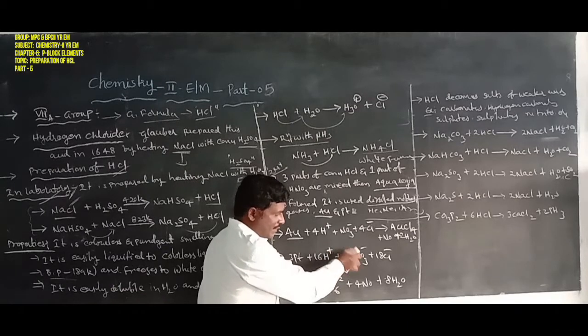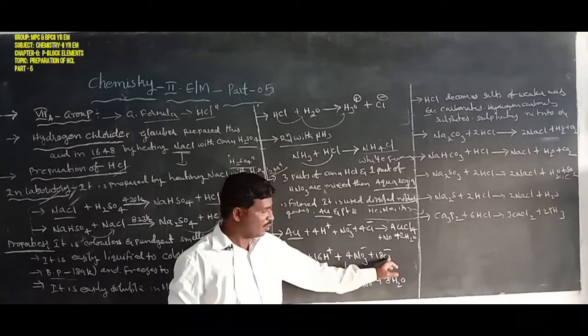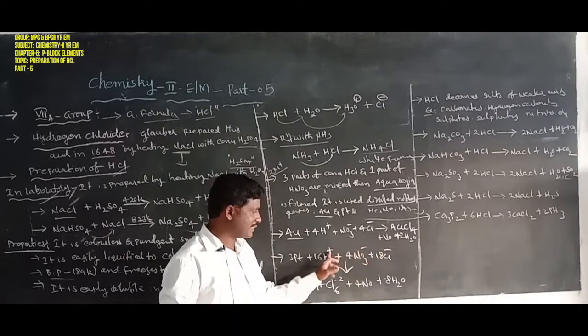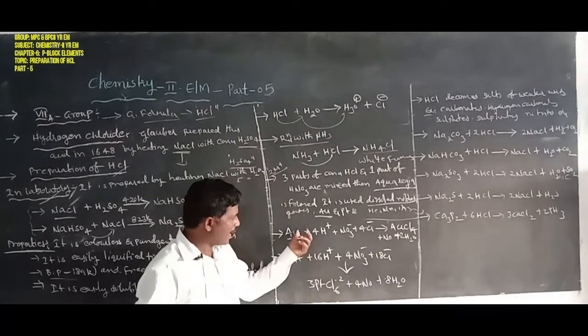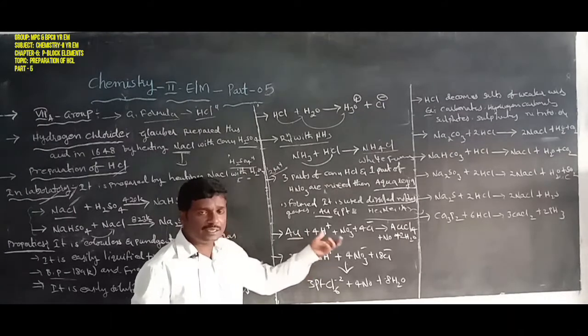Next one, 4 moles of NO3 minus ion and 18 moles of Cl minus ion. That is the condensation of aqua regia to form platinum hexachloride. Here platinum and Rm are dissolved in aqua regia.